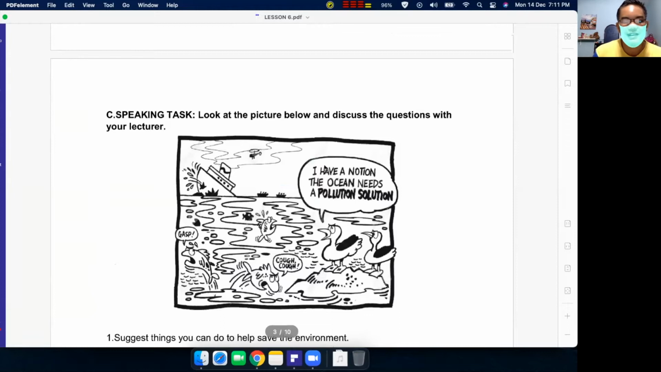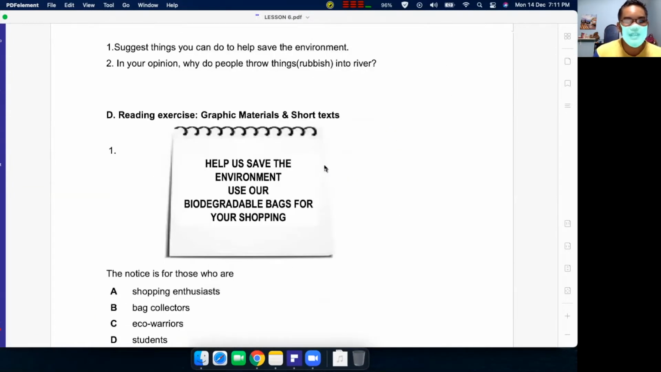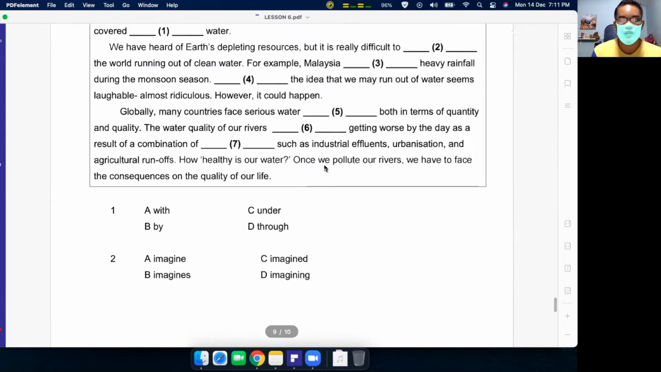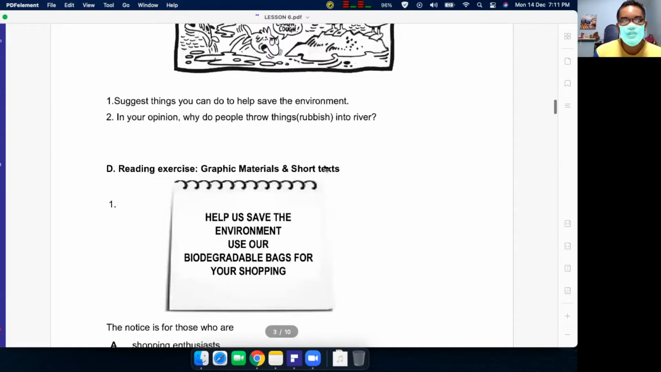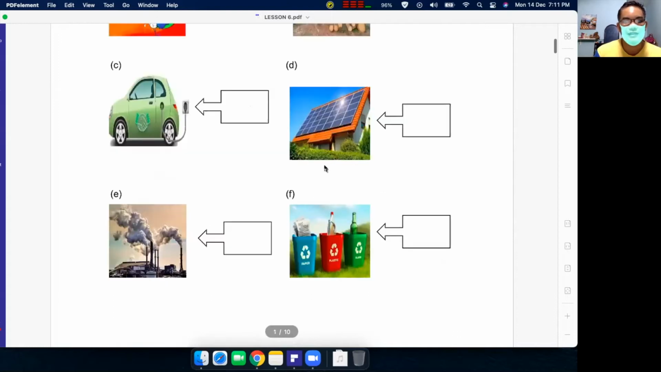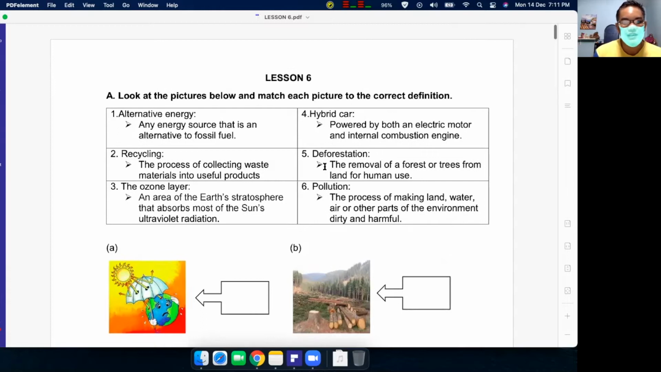Moving on to section C, speaking task. Last but not least, section D, reading exercise, graphic materials and short text. And we have 2 closed passages, and that's the end of lesson 6. Throughout the lesson, I'm going to show you some YouTube video related to the lesson. We haven't given you this assignment, but anyway, I want you to go to our WhatsApp group and download the assignment that I've sent into the group.